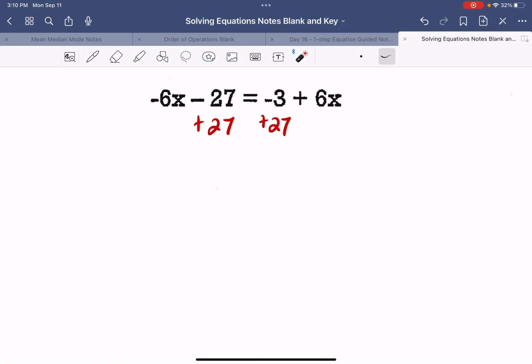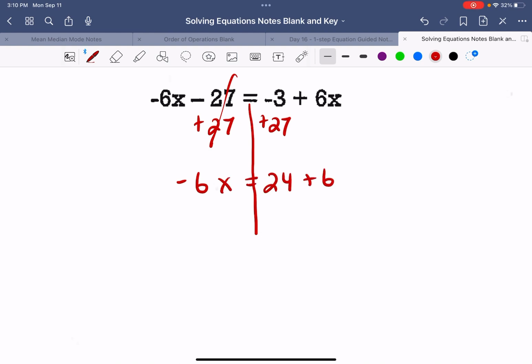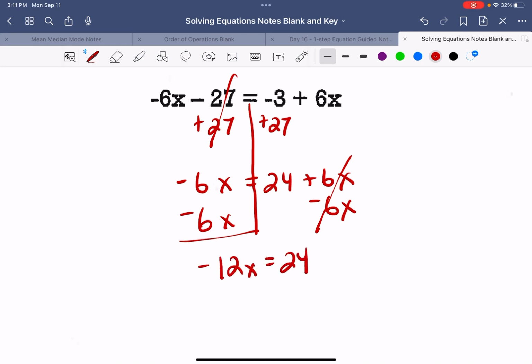Now notice these two are like terms, not these two, right? Okay, so I'm going to put my line down here. These canceled out and I'm left with negative 6x is equal to 24 plus 6x. Okay, now I have this left over on this side. I have to bring negative 6x. Oops, these cancel out. So now I'm left with negative 12x is equal to 24.